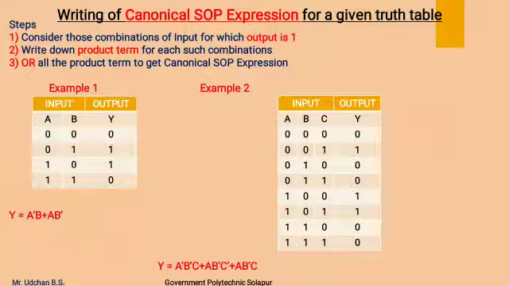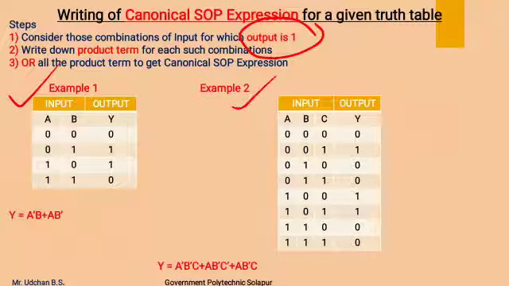In this there are 3 steps. First of all, we have to consider those combinations of input for which output is 1. After that, we have to write down the product term for each such combination for which the output is 1. And in the last step, we are going to OR all the product terms to get a canonical SOP expression. So here I have taken 2 examples. One is for 2 variable truth table and second one is for 3 variable truth table.